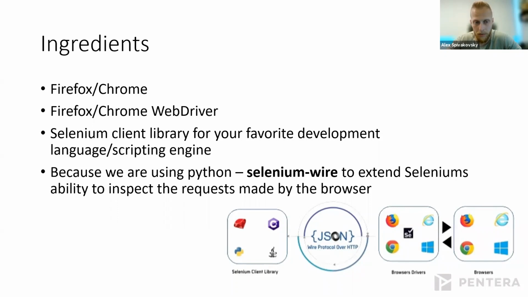Selenium is basically used for QA automation of web apps. We are using it to automate the penetration testing scenario. Of course, Selenium has support in your favorite programming language or scripting language. Because we're using Python, we're using Selenium Wire, which is an extension to Selenium, and it gives us the ability to inspect the requests that are made and also to investigate the response in terms of parameters, headers, etc.